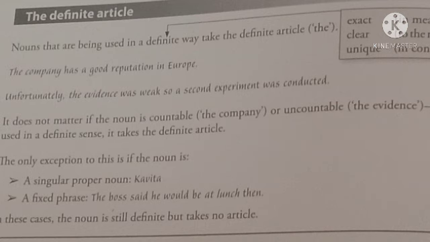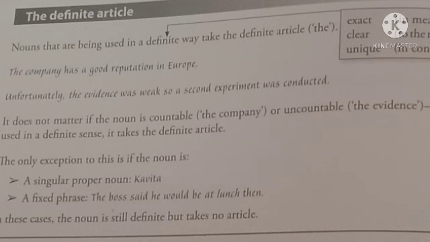So whether it is countable or uncountable, we can use definite article if we are talking about it in a definite sense. This is very important. Definite means exact, clear, and unique. If you are referring to a noun that is clear, exact, and unique, then we can use definite article. The only exception to this is if the noun is a singular proper noun. A proper noun means a name of a person or place.